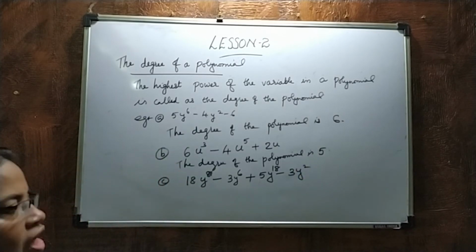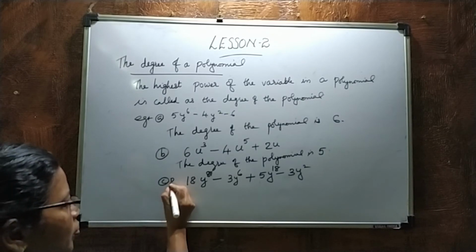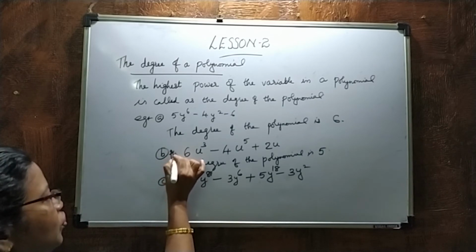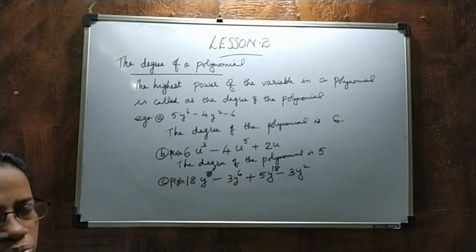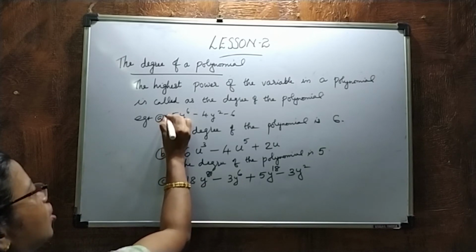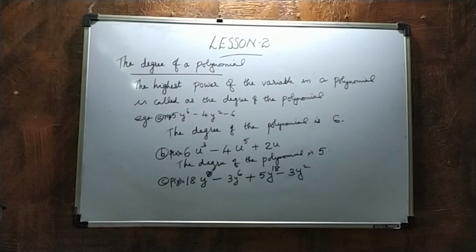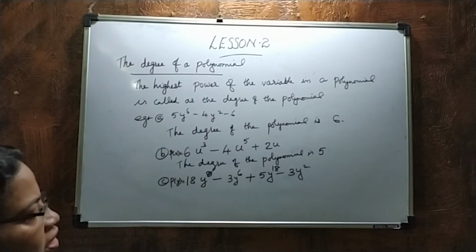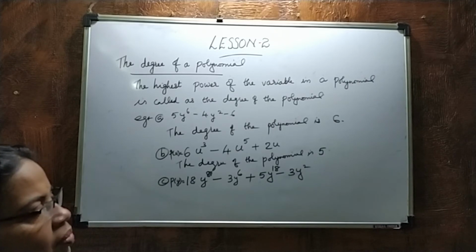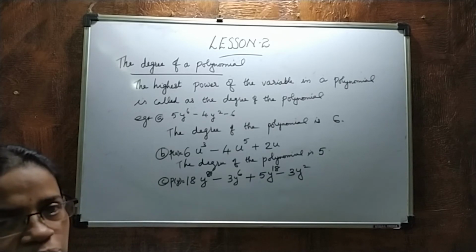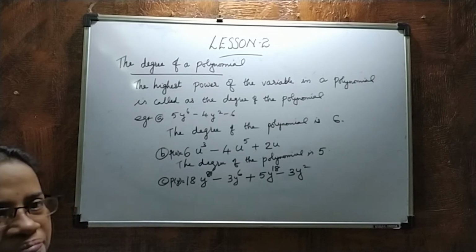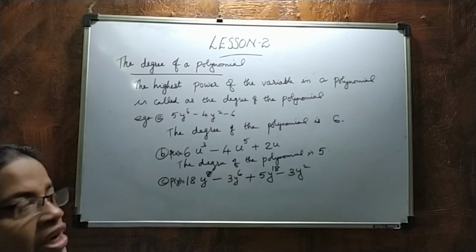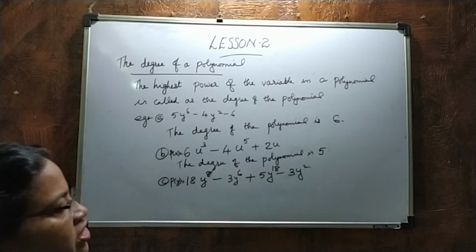Suppose this is the polynomial. If you want to write P of y also, the polynomial of y is equal to, no problem. Here it is 18y raised to 8 minus 3y raised to 6 plus 5y raised to 18 minus 3y squared. What can you see there? Here 8, 6, 18, 2. So the degree is 18.